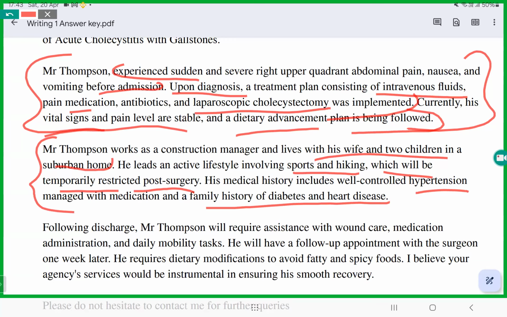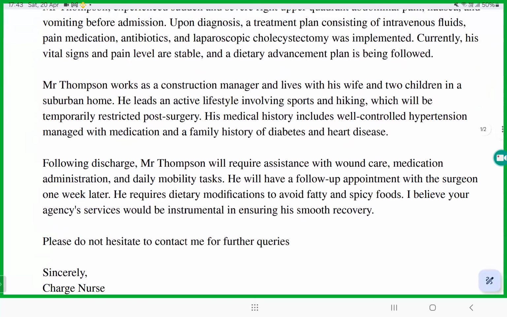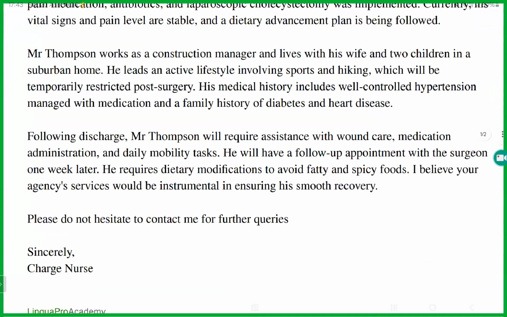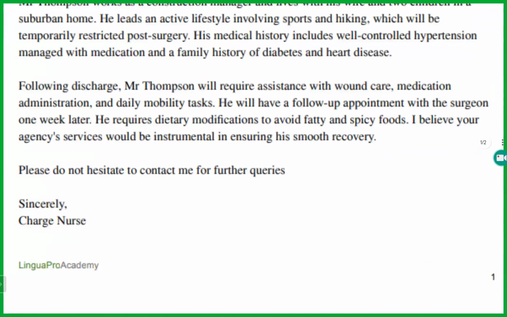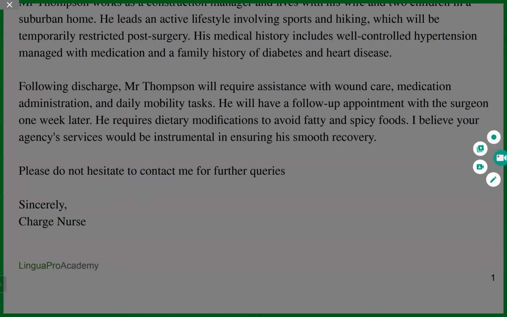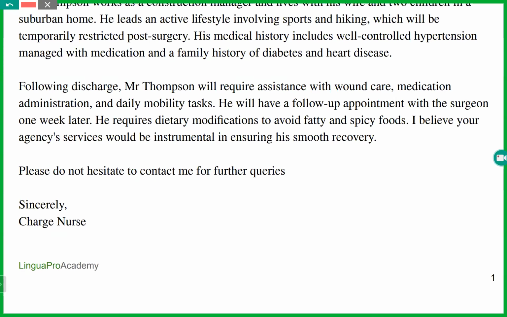Then come to the last paragraph. The last paragraph we are including is the discharge plan. In the discharge plan, what details you need to include, like the plan we have already, in that writing case note, that we need to write in the discharge paragraph. So here you can see, following discharge, Mr. Thompson will require assistance.